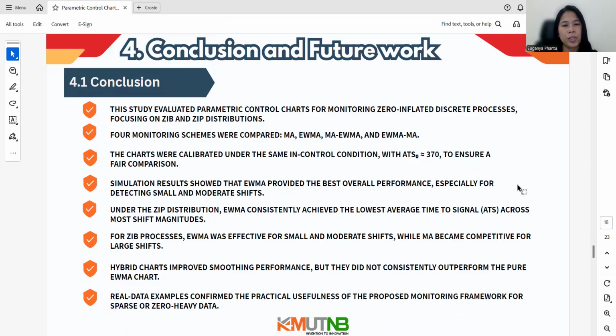In conclusion, this study evaluated four parametric control charts for zero-inflated discrete processes. The charts were compared under ZAB and ZAP distributions using the same in-control conditions. The simulation results show that ELMA provides the best overall performance, especially for small and moderate shifts. For the ZAP process, ELMA consistently gives the fastest detection. For the ZAB process, ELMA is also effective, while MA can be competitive for large shifts.